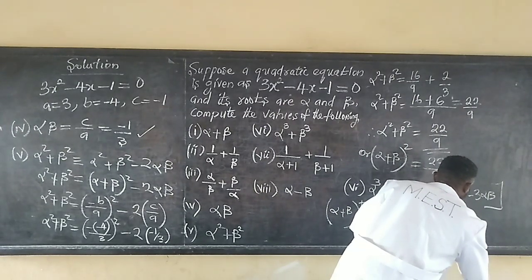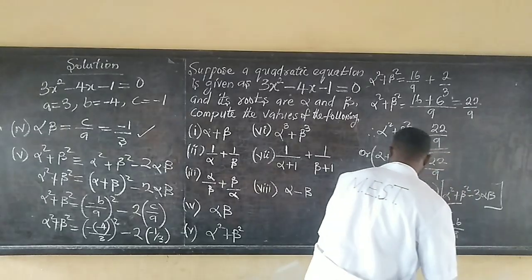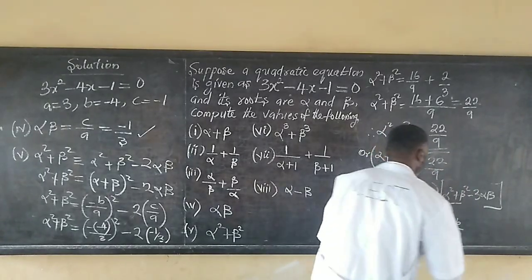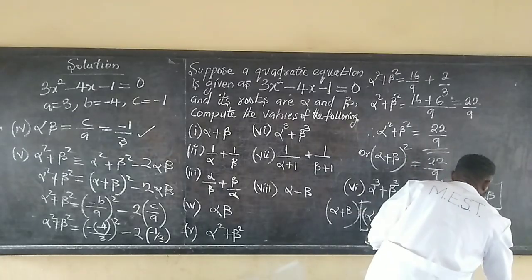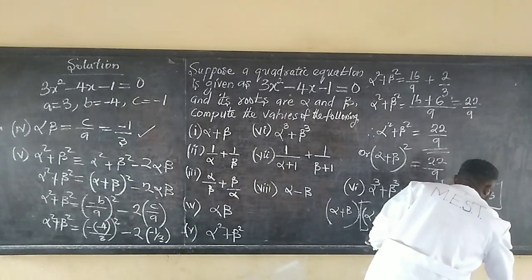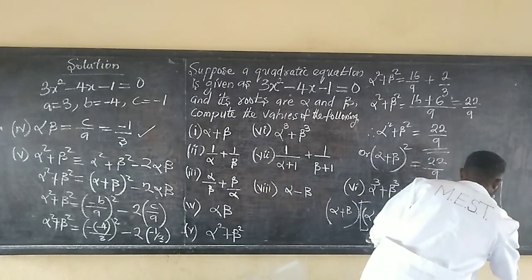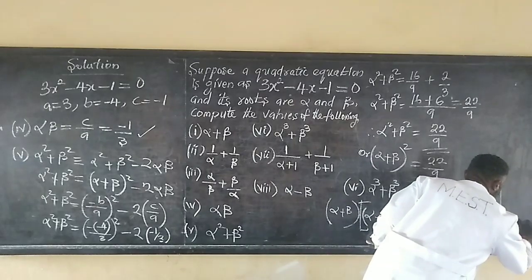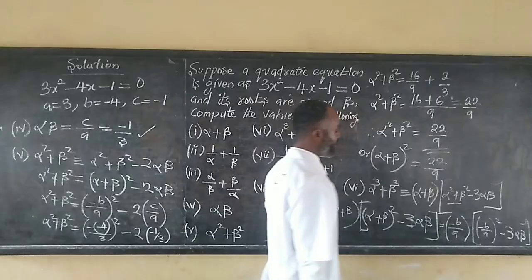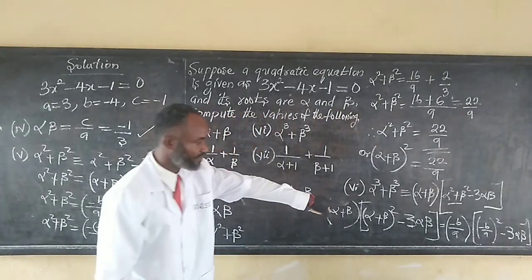That is minus b over a to start with, okay? If that makes sense. And then we go again and close. Alpha plus beta again should be minus b over a, all squared, minus 3 alpha beta. Good. So let's see. We have that.